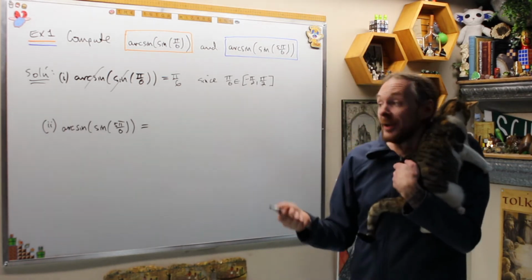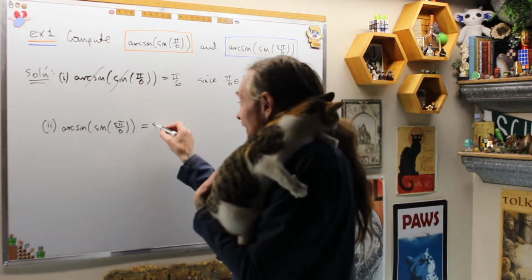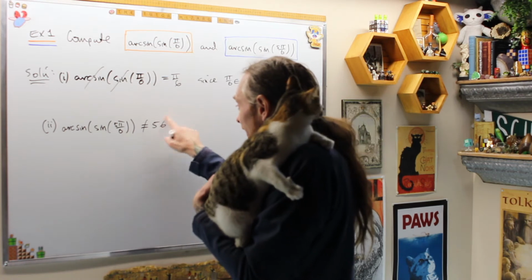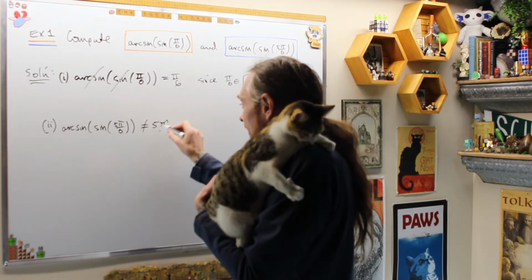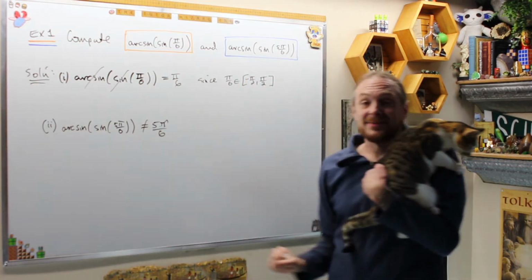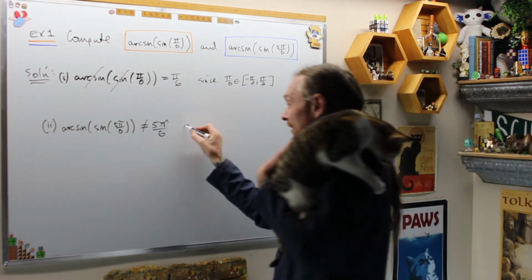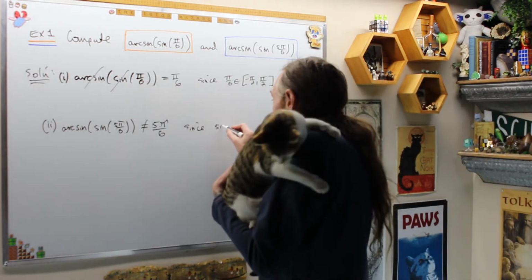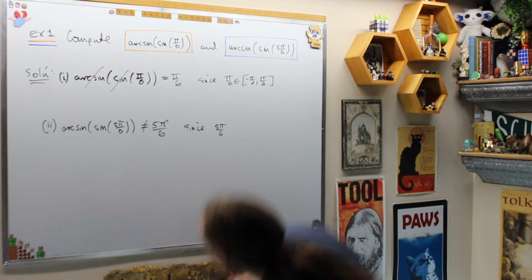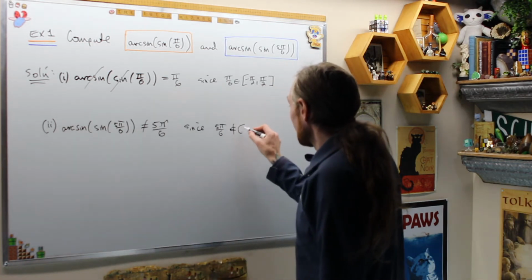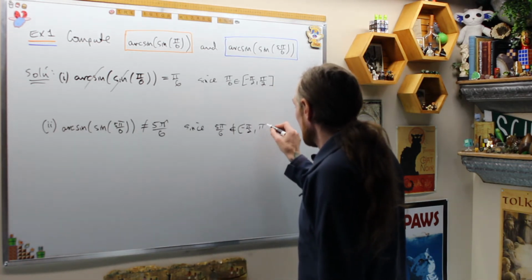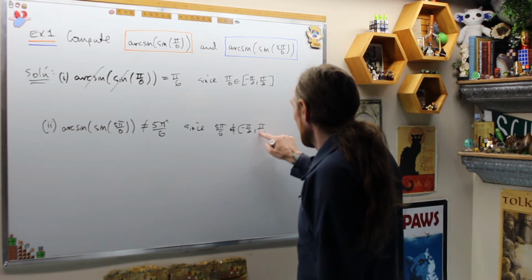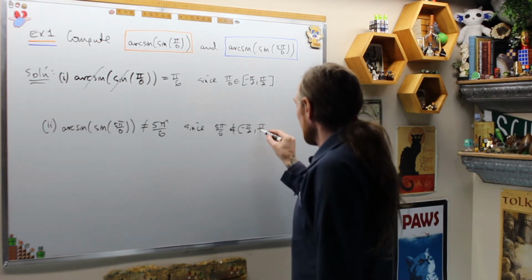For the second one, we can't just say that this is 5 pi over 6, because 5 pi over 6 is not in negative pi over 2 to pi over 2.